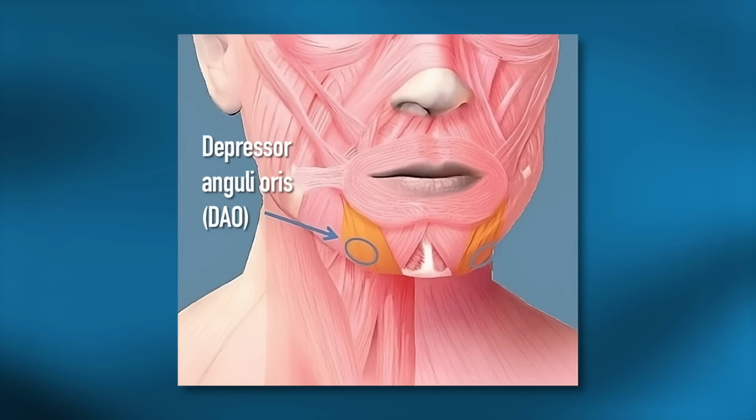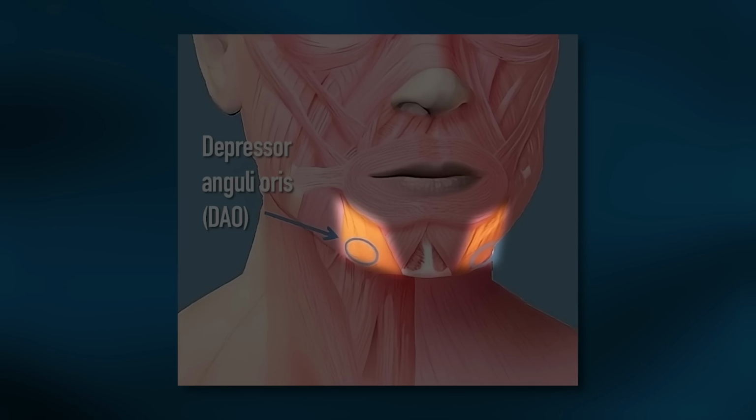Let's drill into the downturned lip corners and see what causes this type of phenomenon. For one, you have the hyperactivity of the DAO muscles. DAO stands for the depressor anguli oris, which originates from the mandible and inserts into the angle of the mouth. This depresses the corner of the mouth.